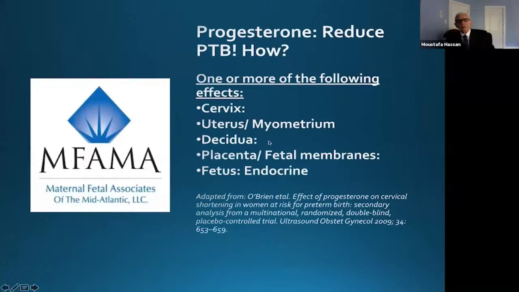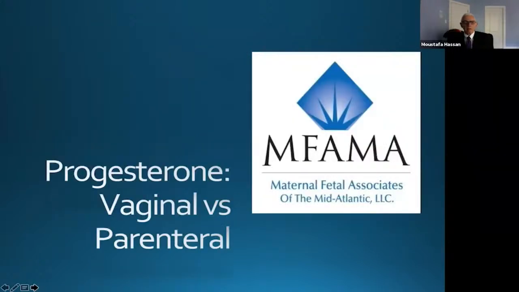Okay. How does progesterone reduce preterm birth? That's a lot of theory. I don't think it is the time to talk about it. This is a whole lecture by itself. But the hypothesis is that there is an effect on the cervix, uterus and myometrium, decidua, placenta and fetal membranes, and endocrine. Bottom line, it works. Now, progesterone, vaginal versus parenteral, or 17-hydroxyprogesterone caproate.